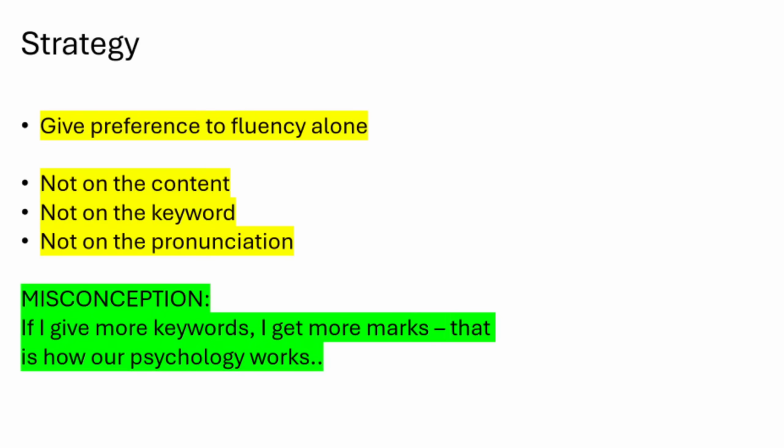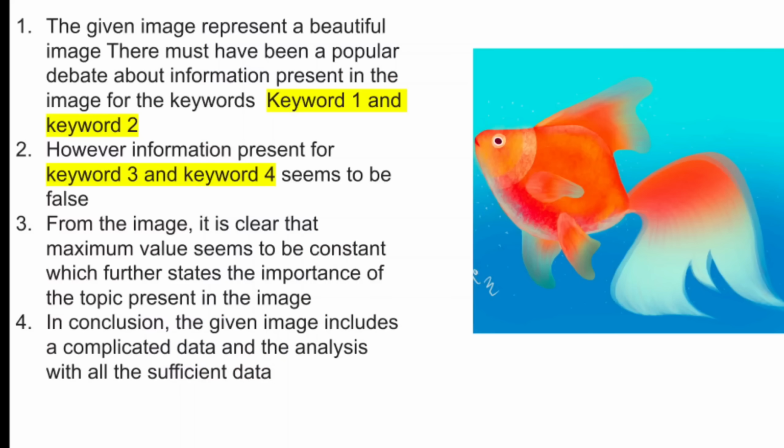So what is the strategy? Giving preference to the fluency alone is the strategy, not the content, not the keywords, and not the pronunciation. What is the misconception? People believe if I give more keywords, I get more marks. No, if you give more keywords, you tend to fumble, you tend to hesitate. As a result, you compromise fluency and the marks are gone. Remember this.